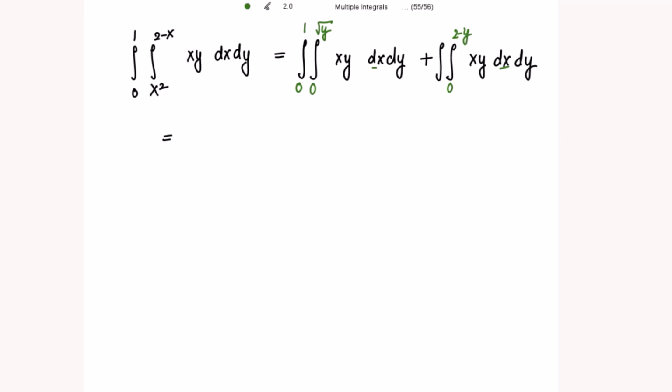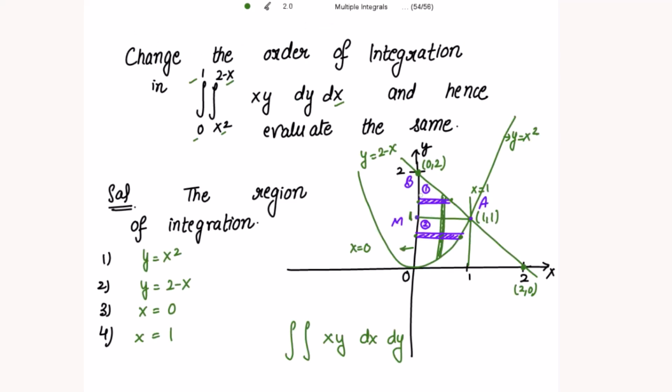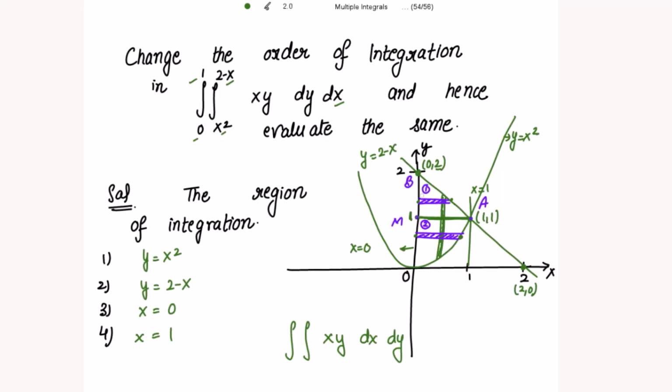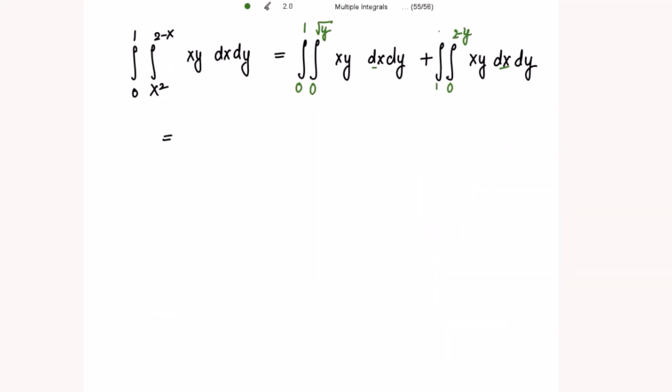And the limits for y, because the region is now BMA. So y starts from here. For this region, the limit of y is 1. It is constant, right? 1, and the final limit is 2. The lower limit and the upper limit. So y starts from 1 to 2. This point and this point. Is it clear? Let me explain again.